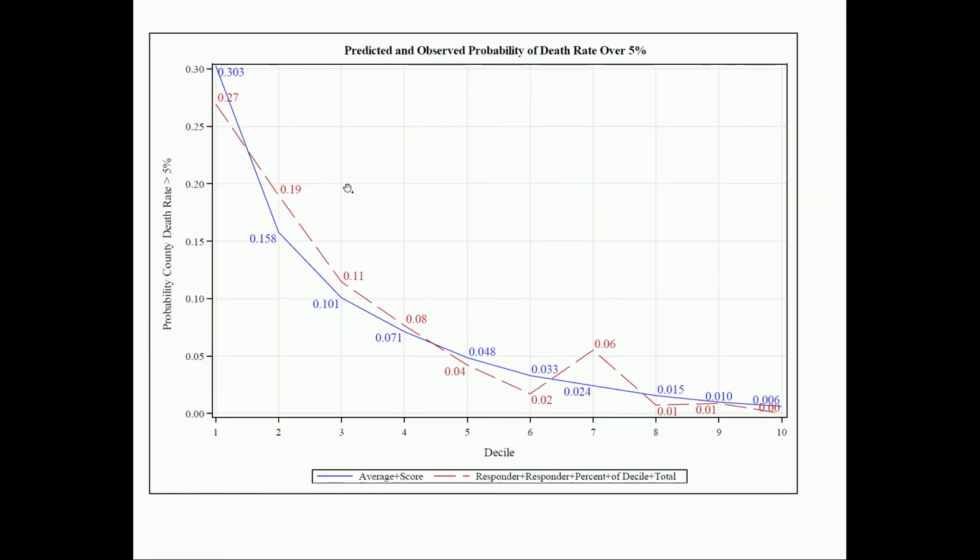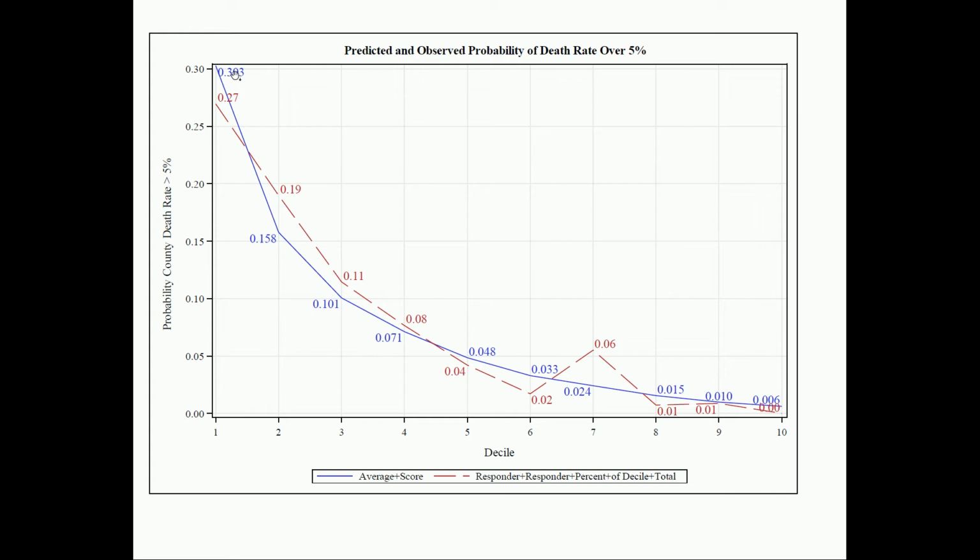Here's a comparison of the predicted and observed probabilities of a county having a death rate over 5%. Now the way this is done is you rank the scores from the model and you put them into deciles. So you're putting your predicted values, your scores, into deciles from the highest percentage decile to the lowest percentage decile. And then in each of those deciles, you also have the actual probability of a county having a death rate over 5%.